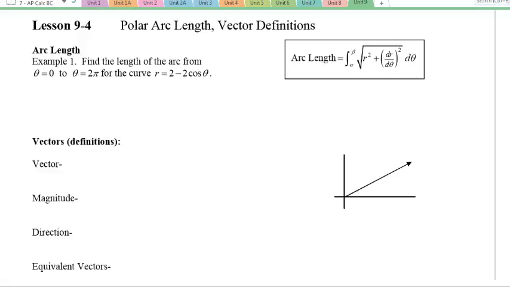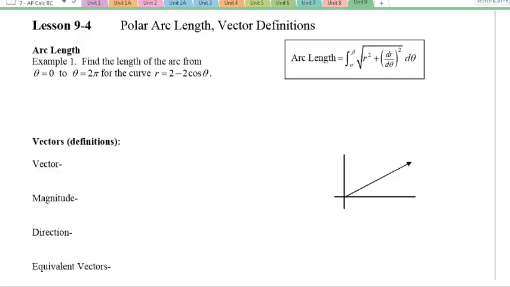Alright, lesson 9.4 begins with just a quick intro to polar arc length, and then we're going to get into the last part of Unit 9, which is the vector definitions and then vector calculus. Okay, so we've been dealing with polar coordinates and graphs and area. Now, what about polar arc length?